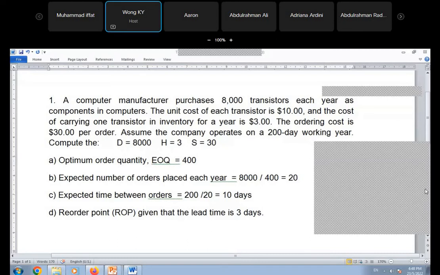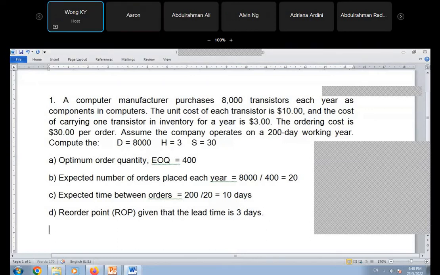Okay, can I ask Kamun? Kamun, are you there? Yes, doctor. Okay, good. What is your answer for reorder point? 120. Okay, correct. Thank you. Well done. So reorder point, as I said, is equal to small d multiplied by L. Small d, small d.